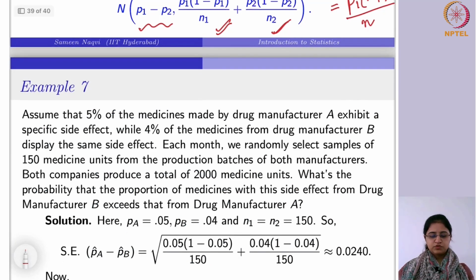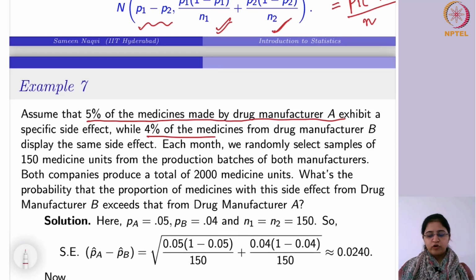So now we come to this example. It says suppose you assume that 5% of the medicines made by drug manufacturer A exhibit a specific side effect, while 4% of those from B display the same side effect. You randomly select 150 samples from this, and both companies' total is 2000 medicines. From that, you just pick 150 randomly. What is the probability that the proportion of medicines with this side effect from drug manufacturer B exceeds that of A?